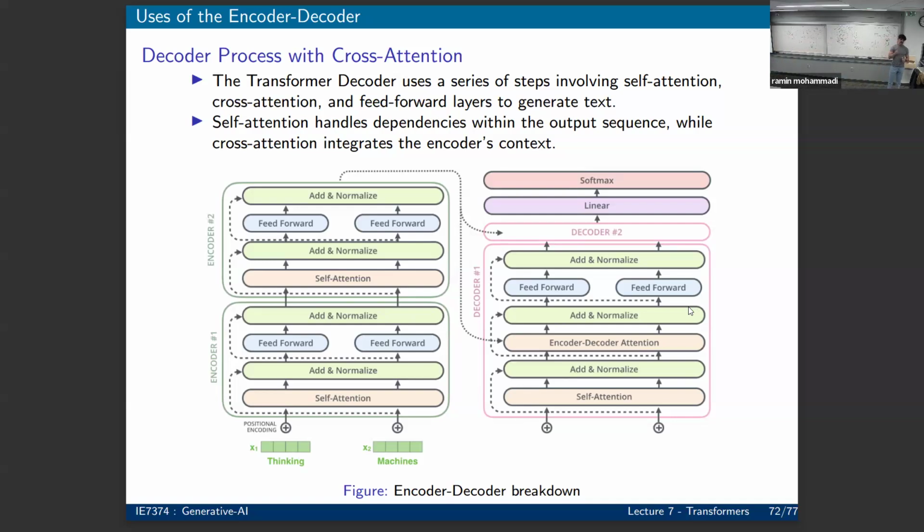So if you have 10 decoder layers, you basically do 10 cross attentions to the same thing. You just need to always remember this. Yes. So when you take the output of the encoder, it's the encoder of the final layer, right?